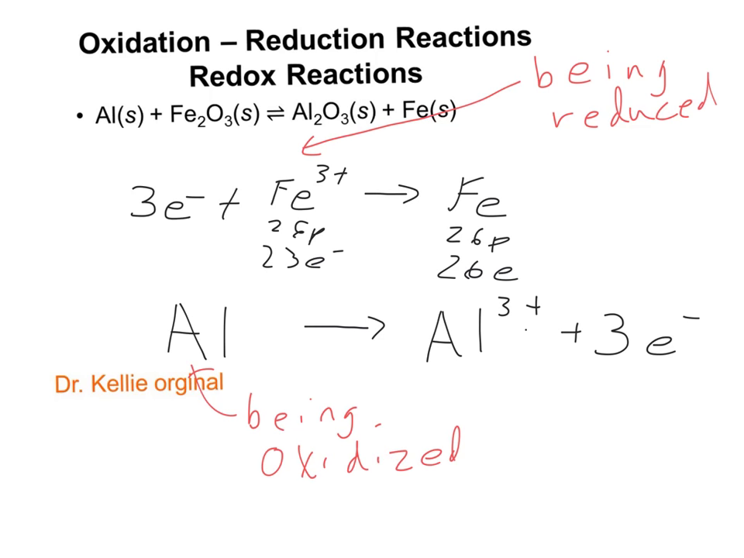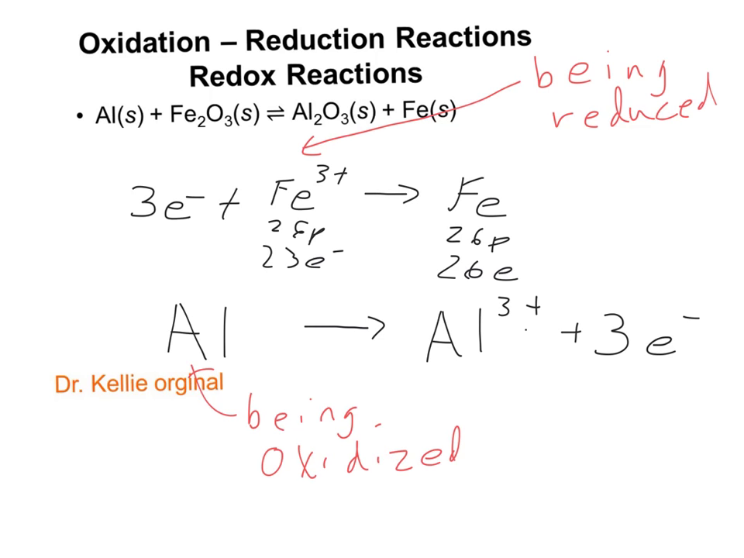Now, we can't create or destroy matter. So if somebody is gaining electrons, can it gain electrons if no one's losing them? Can somebody lose electrons if no one's gaining them? Of course not. That's why we refer to oxidation reduction as simply redox, right? They're like love and marriage. You can't have one without the other.